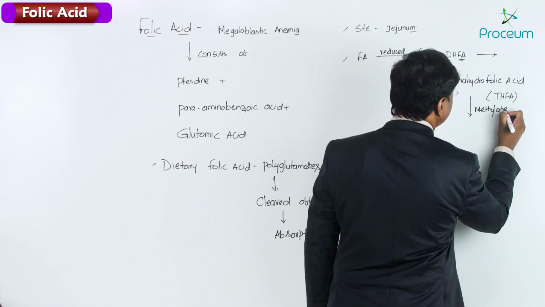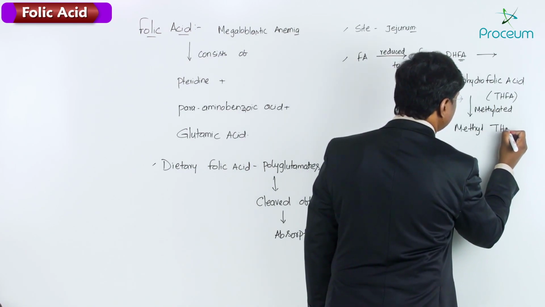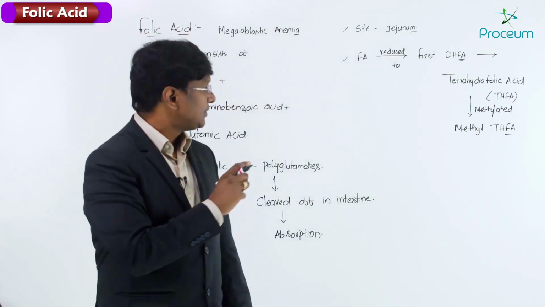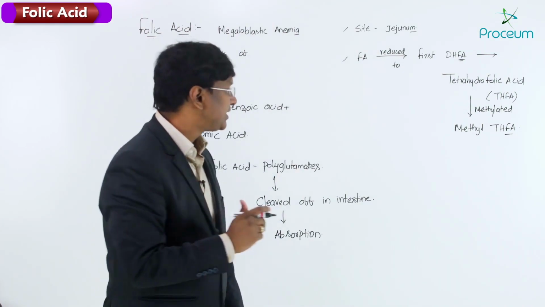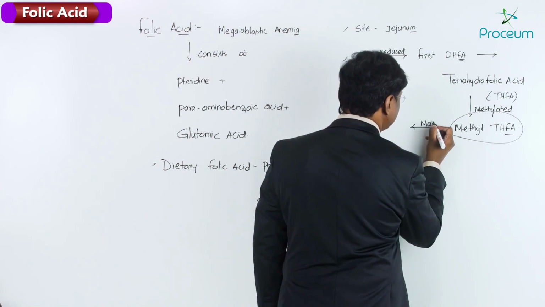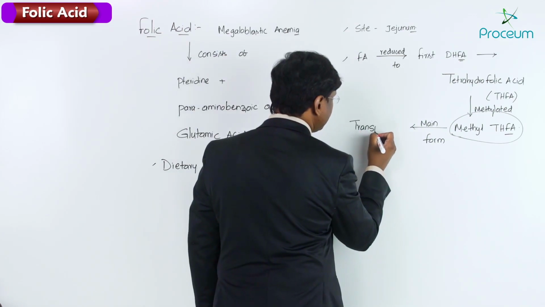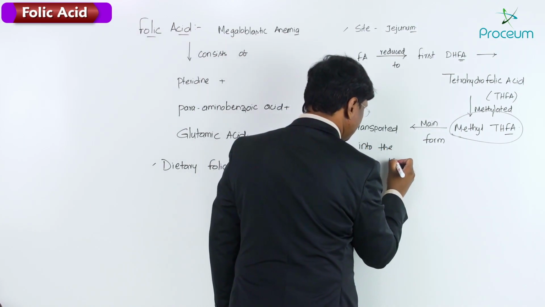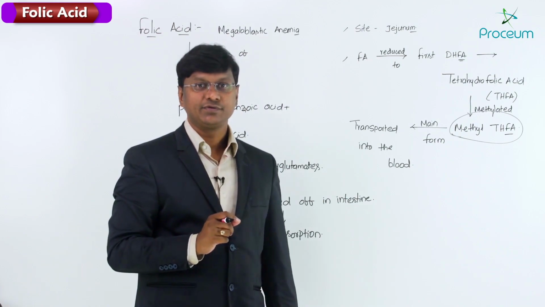Once it is methylated, we call it methyl tetrahydrofolate. This methyl tetrahydrofolate is the main form in which folic acid is transported into the blood. That is your methyl tetrahydrofolic acid.